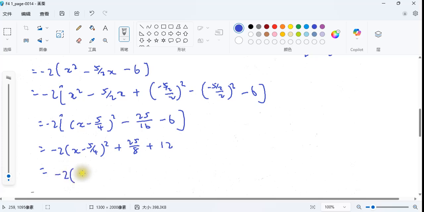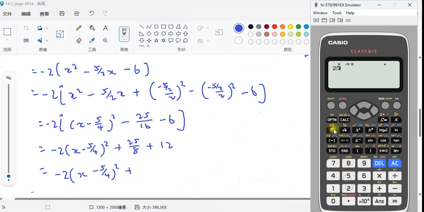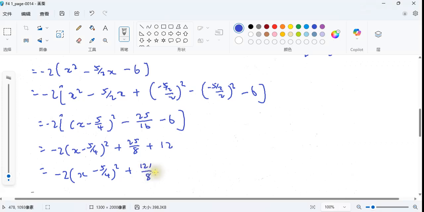So it's negative 2 times (x minus 5 over 4) squared. And then this one is the 25 over 8 plus 12, which is 12 and 1 over 8. Okay.